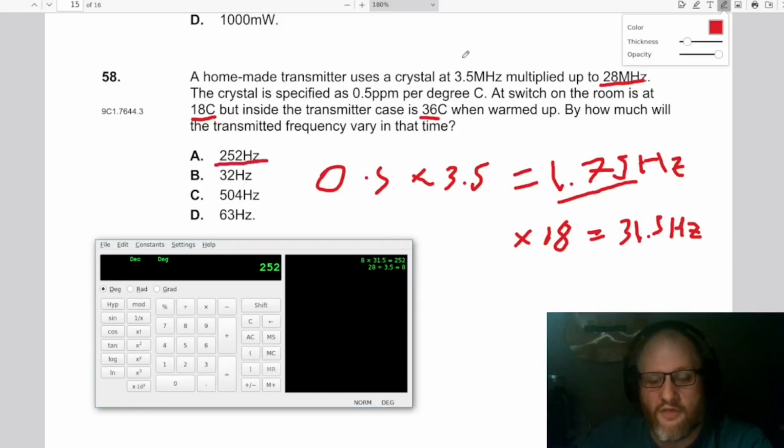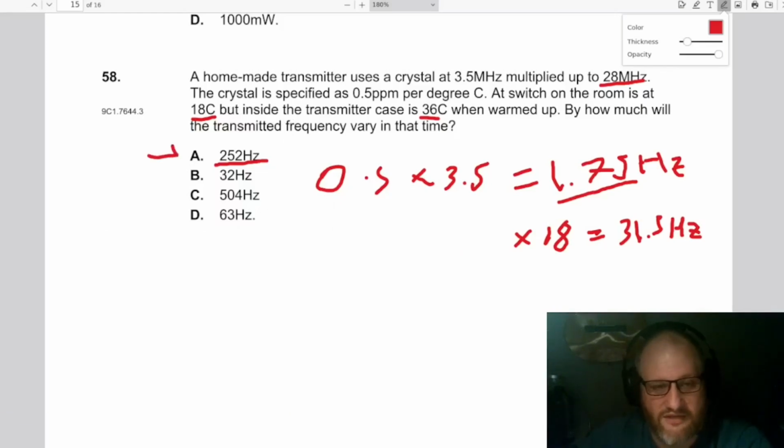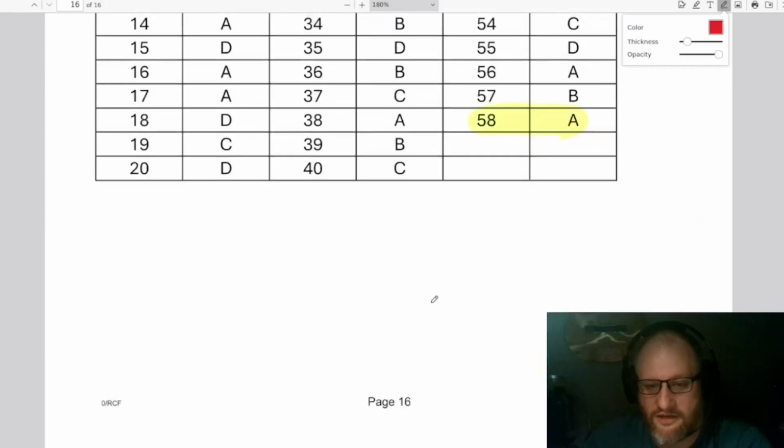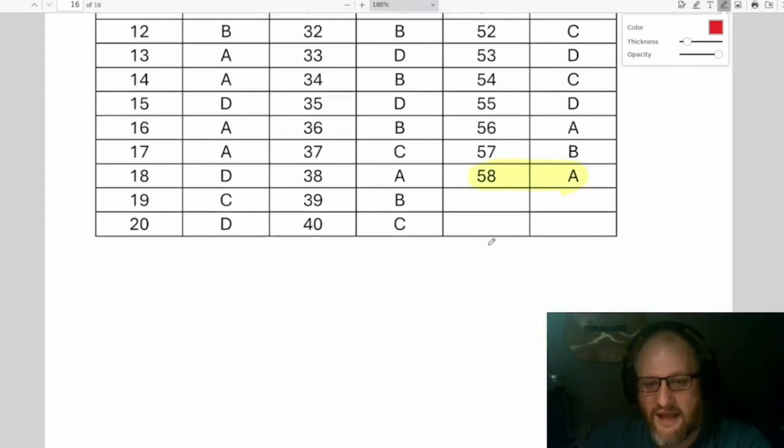So that 3.5 megahertz crystal output, after being multiplied up to 28 megahertz, and after the transmitter case has warmed up by 18 degrees C to 36 degrees C, is going to be off by a total of 252 hertz, which is option A. Let's scroll down to the answers and see if we've got that one right. And yes, of course, for question 58, it is option A.